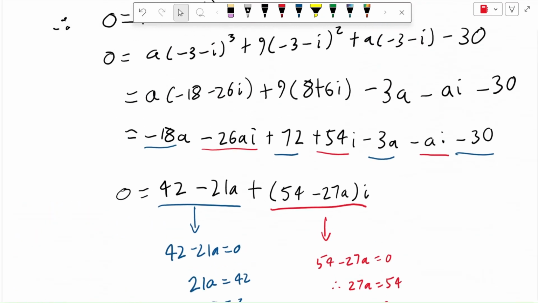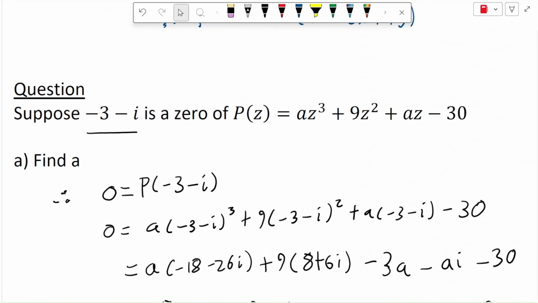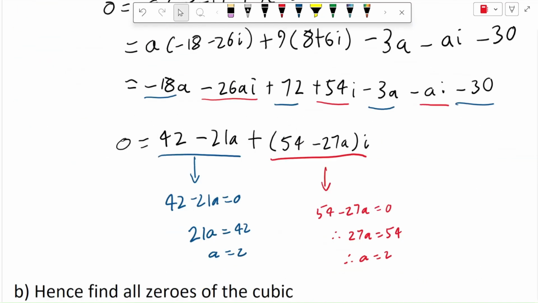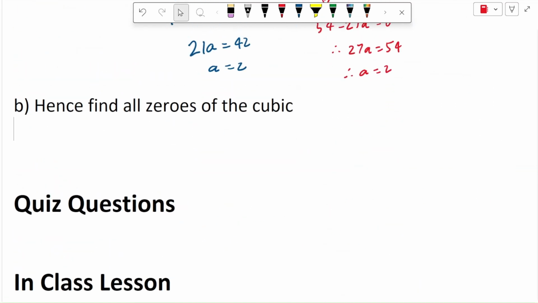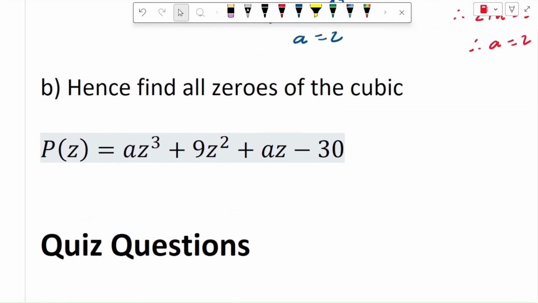All right, now that we know a, we can start dealing with this cubic. So we're just going to take a copy of that and we'll plug in the a value that we know, which was 2. So p of z equals that.